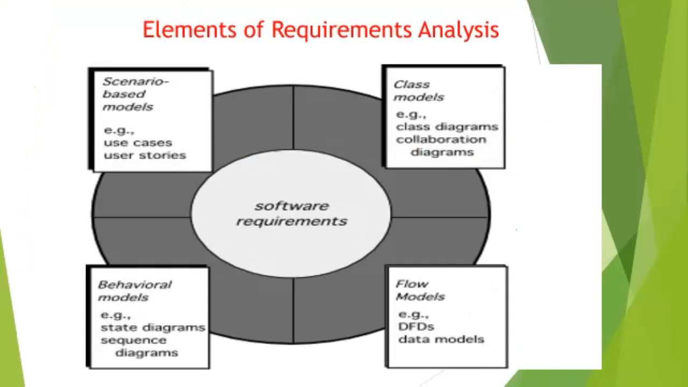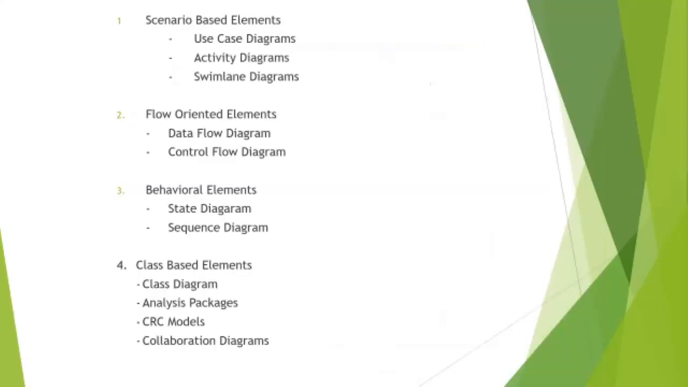In the elements of requirement analysis, there are 4 types of software requirements. First, scenario-based models. In that, we are learning use cases and user stories. Next is the class model. In the class model, there is a class diagram and collaboration diagram. Next, the behavioral model. In that, state diagrams and sequence diagrams. And the last one is the flow model. In the flow model, DFDs and data models.